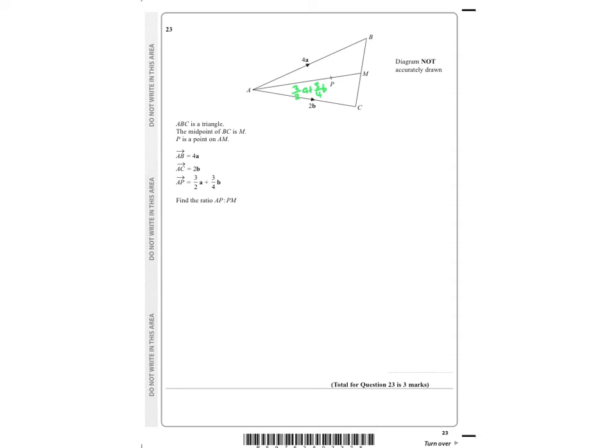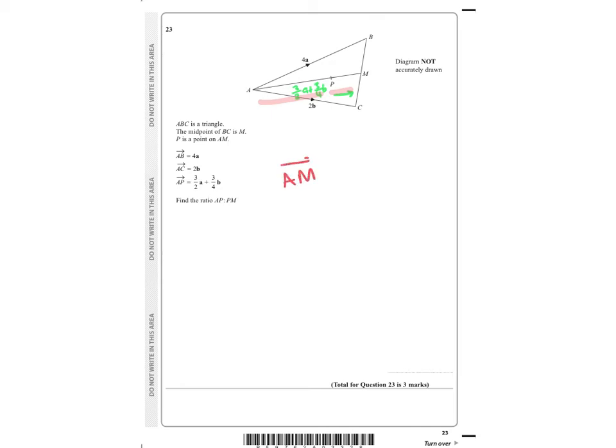We are not sure what PM is yet. Find the ratio AP to PM. So it wants this ratio here to here. Step 1, what we're going to do is find A to M.